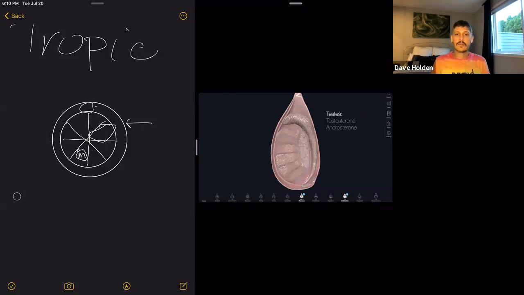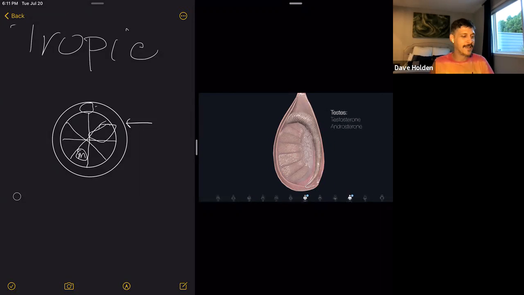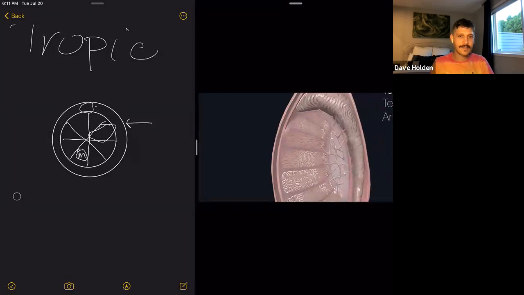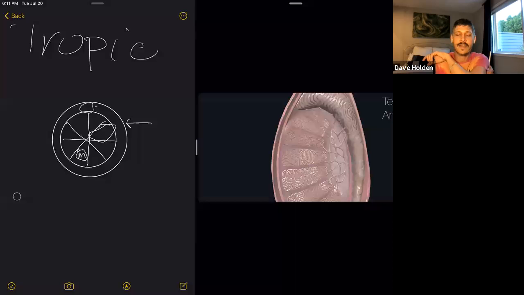The testes, the male reproductive gland, we are looking at testosterone and androsterone. And I had to dig through my anatomy app to get a really cool screenshot of the testes. You had to cut inside and open it up. It's really intricate in there, you guys. All those little tiny tubes are called convoluted tubules. That's their anatomical name. They couldn't have named it better.